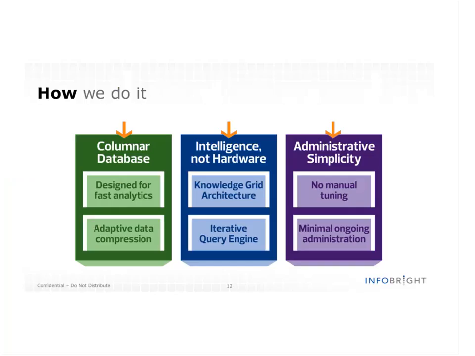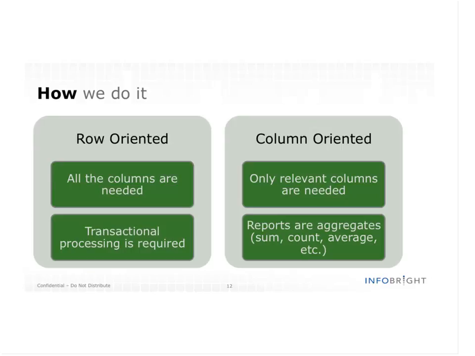Infobright utilizes a columnar database and is designed for fast analytics. As data is loaded, it's optimally compressed to minimize the amount of storage hardware required. The combination of the columnar store, compression, and our patented knowledge grid architecture makes for fast ad hoc query performance, but doesn't require ongoing database tuning or administration. And these factors all contribute to Infobright's very low cost of ownership.